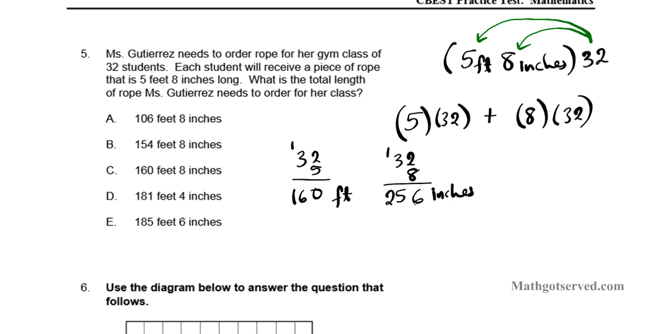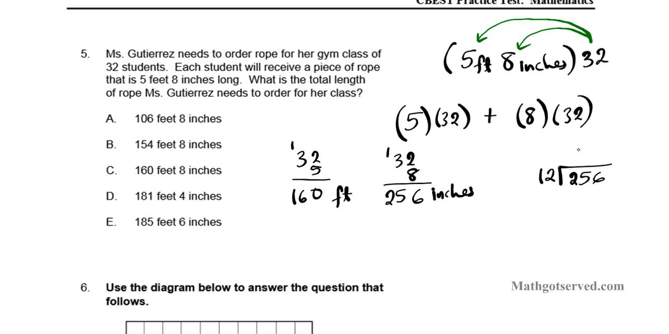So what's the problem? Well, 256 inches can be converted to feet and inches. So how many feet can we get out of this 256 inches? Remember, you have 12 inches in 1 foot. So all we have to do is divide 256 by 12, to take the feet out of the inches, and then whatever the remainder is, we're going to express that as the inches, okay?